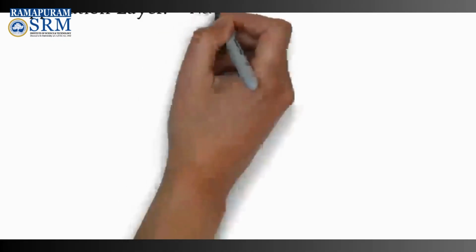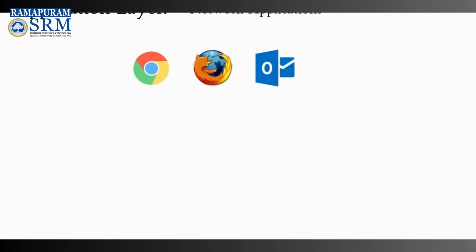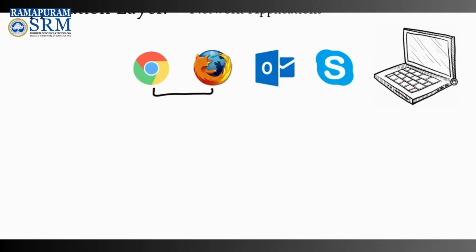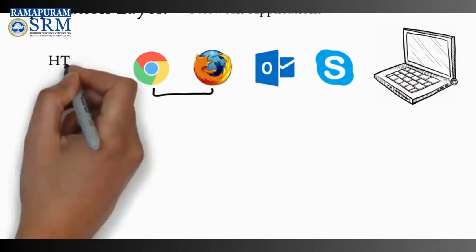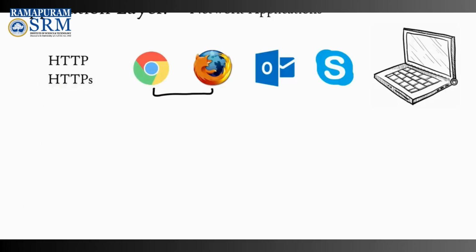The application layer is used by network applications. Network applications means computer applications that use the internet, like Google Chrome, Firefox, Outlook, Skype, etc. A web browser is a network application running on your PC. It uses the application layer protocols HTTP or HTTPS to do web surfing. Not only web browsers but all network applications, including Outlook, Skype, etc., are dependent on application layer protocols to function.